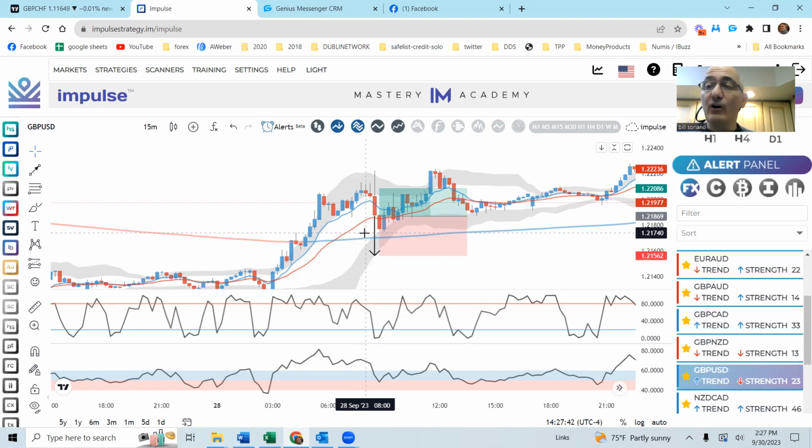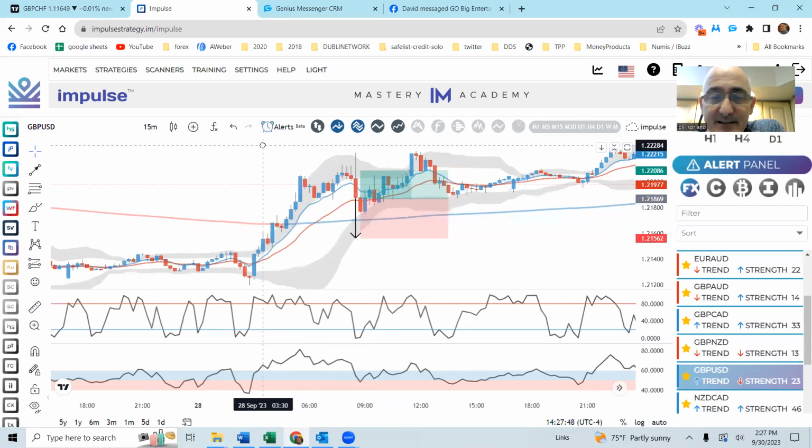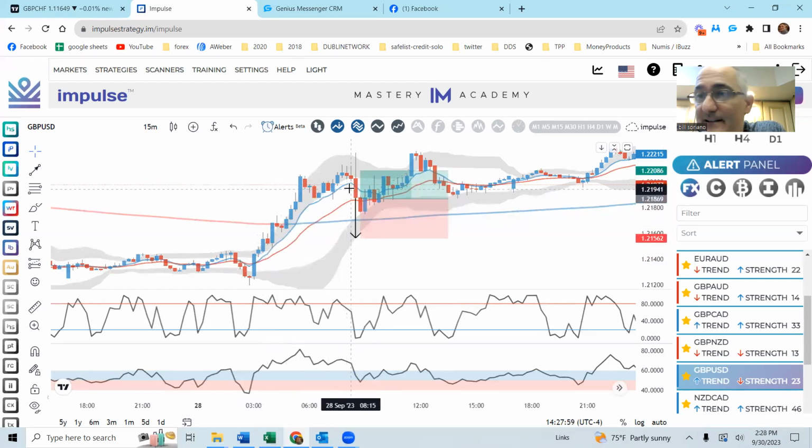If you're using a volatility-based stop loss, right? The volatility is built into the scanner because of these Bollinger Bands here. So the volatility area is the white area. Notice how price moves very rapidly up. This volatility area increases.